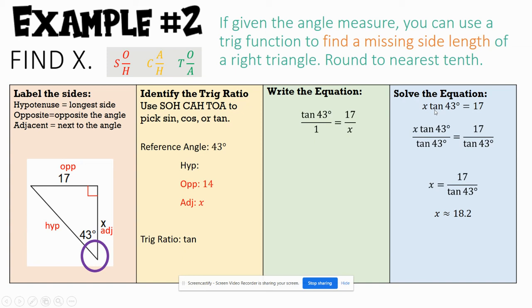Now, when I look at this equation, I want to get x by itself. The opposite of multiplying by the tangent of 43 degrees would be to divide by the tangent of 43 degrees. So I'm going to do exactly that. And over here, this is going to cancel to be 1. And so x is by itself. When you go to your calculator, you'll enter in 17 divided by tangent of 43. And rounded to the nearest tenth is about 18.2.